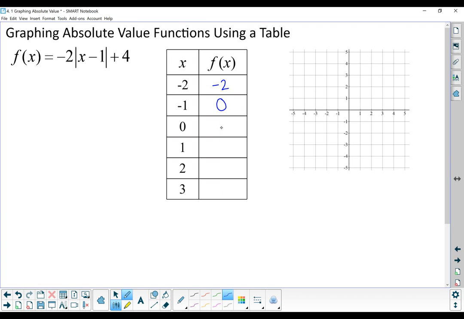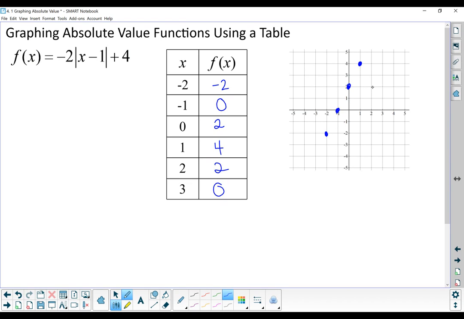If we sub in 0, we're going to get 2. If we sub in 1, we're going to get 4. If we sub in 2, we're going to get 2. And if we sub in 3, we're going to get 0. So if we plot those points, the table kind of looks a little funny. There's a lot of repetition, but sort of in a weird pattern.